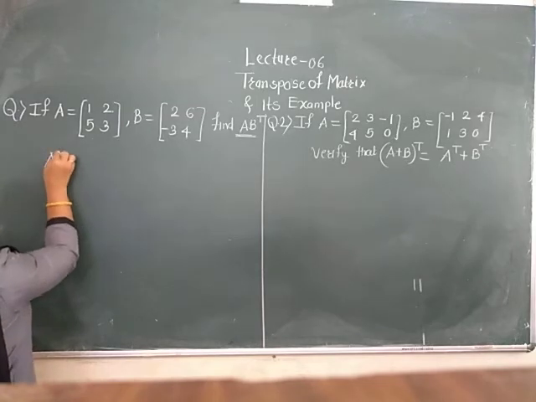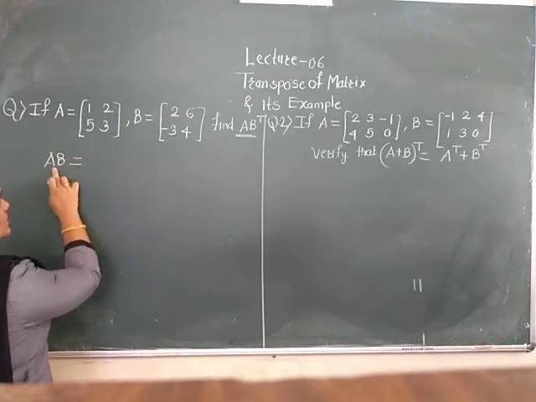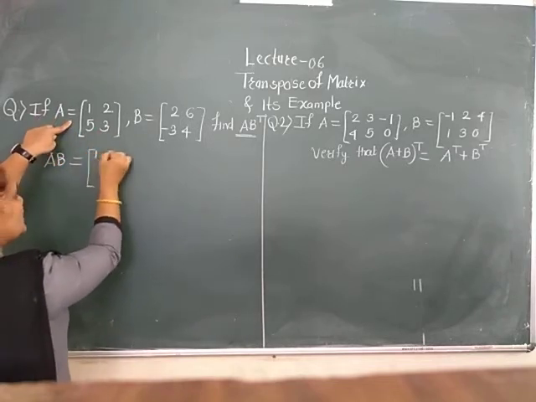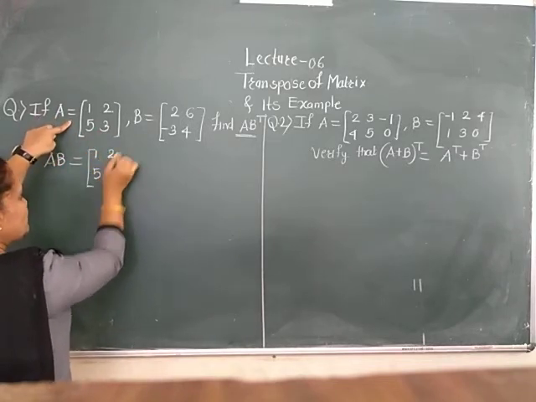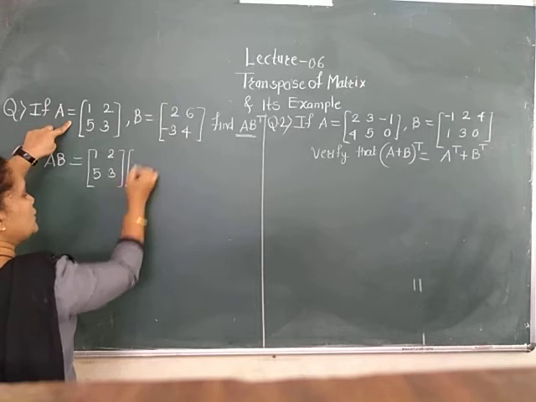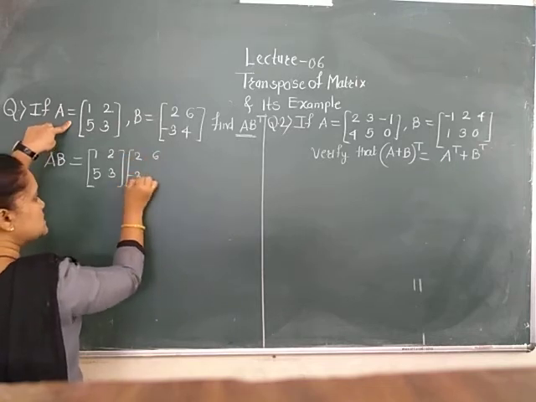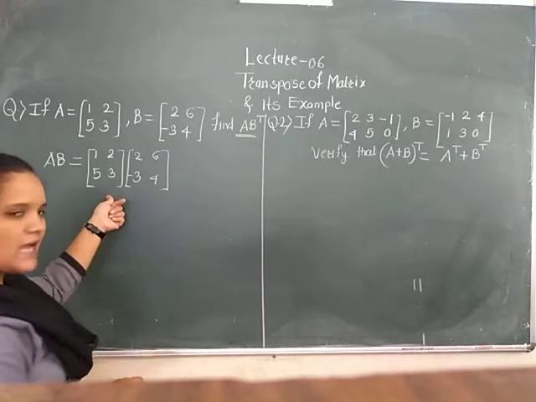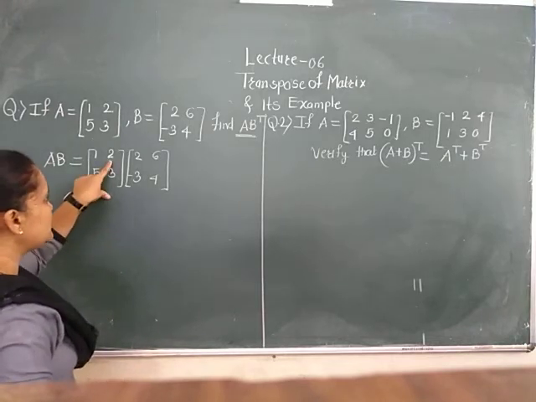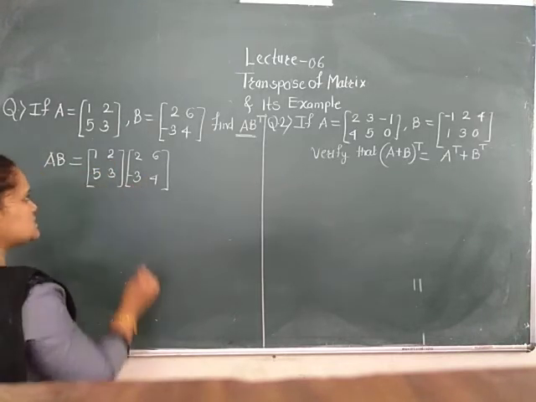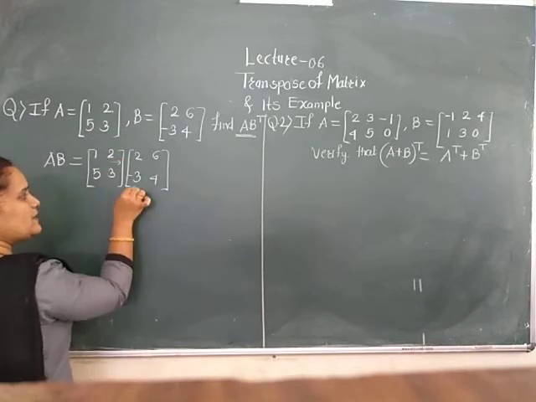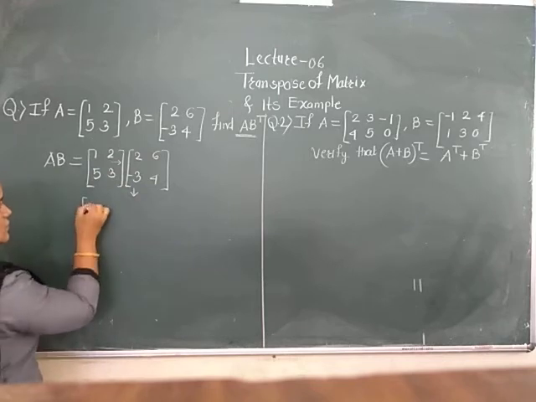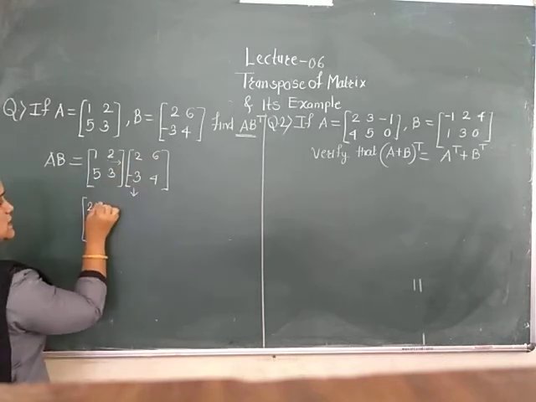So AB is equal to the product of the matrices we will take. A is 1, 2, 5, 3, and B here is 2, 6, minus 3. Now A and B I have written here. Now we will multiply this matrix with the second matrix. In that, the first row will be multiplied with the first column. 1 into 2 is 2, 2 into 3 is 6.